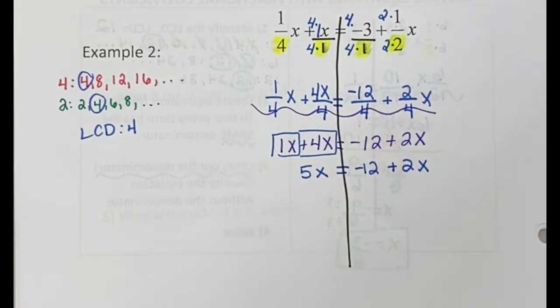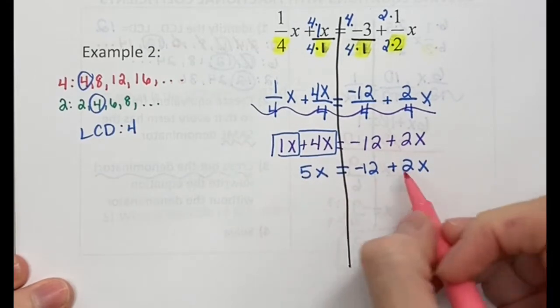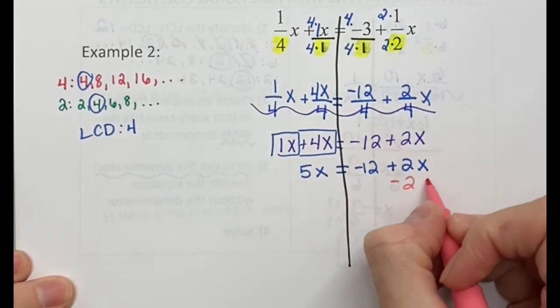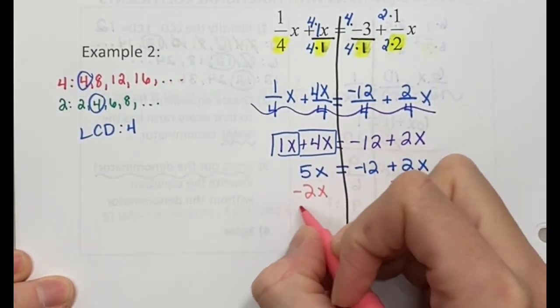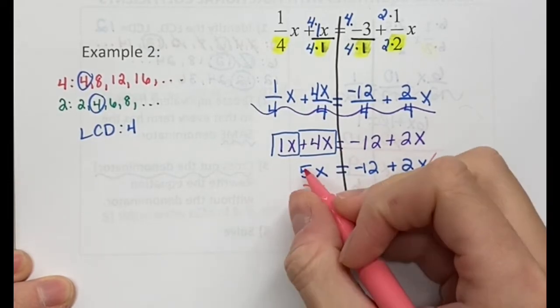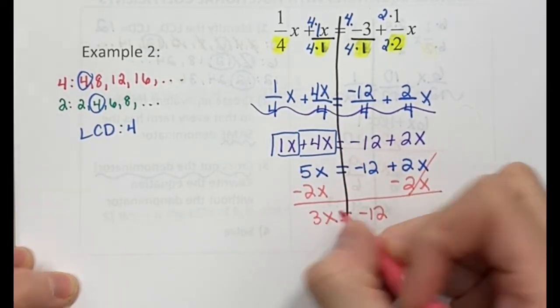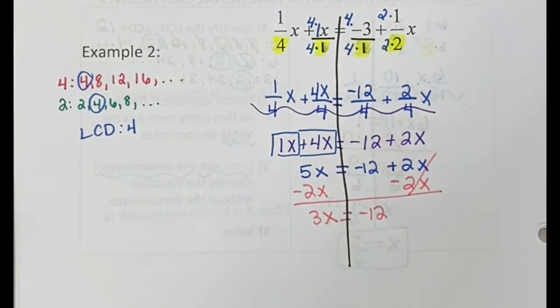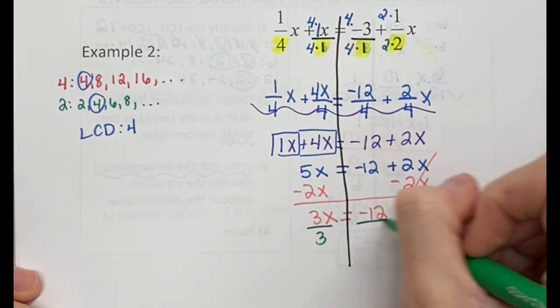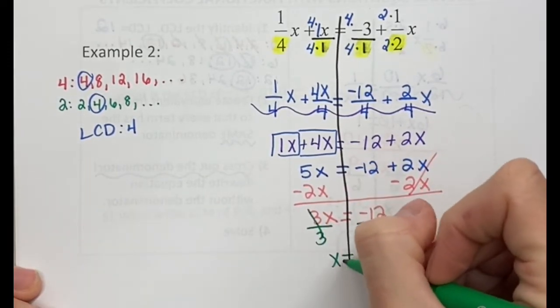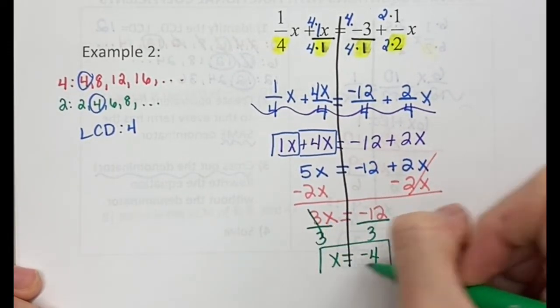So now I have variables on both sides, so I need to move my variables over to one side of the equation. And the way that I'm going to do that is I take the smaller one, which is the 2x, and I'm going to subtract 2x on both sides. So I end up with a negative 12 over here, and then 5x minus 2x gives me 3x. Then here, I can just divide by 3 on each side, and I get x equals a negative 4.